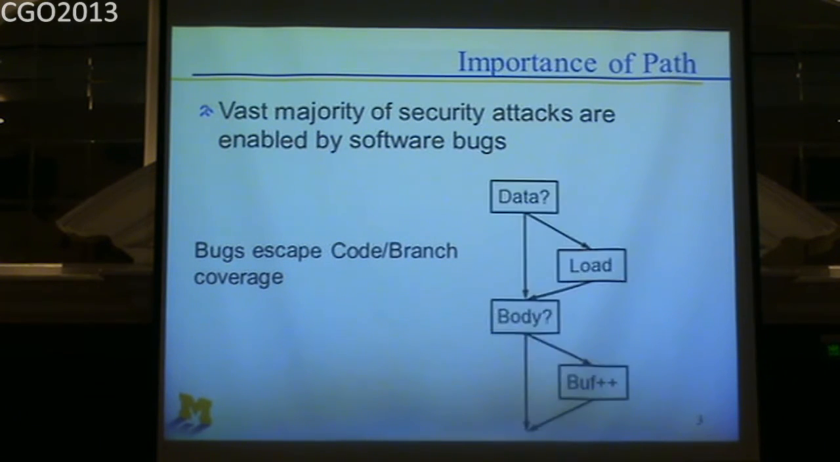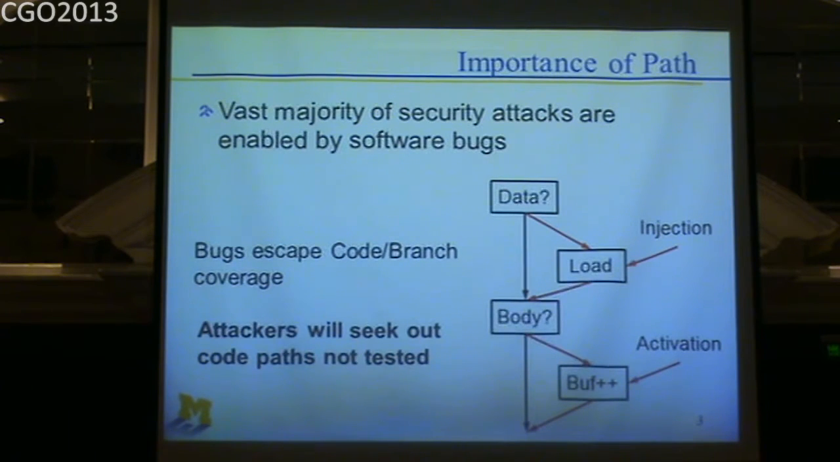Now, consider this high-level abstraction of a known fixed security bug in the OpenSSL application. Now, there are multiple paths through this code. However, there is a single path which will sensitize the bug, and that is the path that visits both the injection site and the activation site. Now, it's important to keep in mind here that attackers themselves, knowingly or not, are trying to seek out the code paths which are not tested.